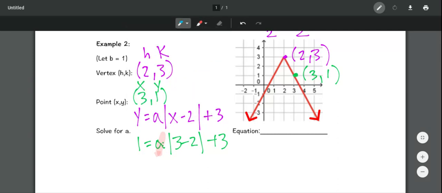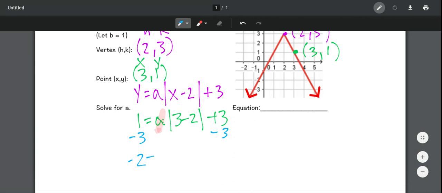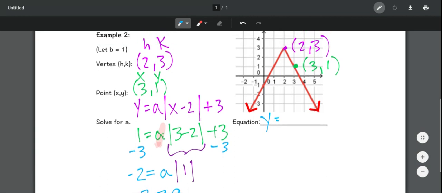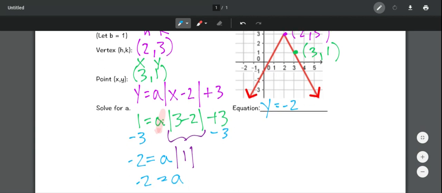So my first step, I'm going to subtract that 3 over to the other side. 1 minus 3 gives me -2. Then inside the absolute value bars here, 3 minus 2 is 1. And the absolute value of 1 is just 1. So my answer, a, is equal to -2. So I can go ahead and write my equation. y equals, or g of x equals, my a is -2, absolute value of x minus 2, because we went right 2, and plus 3.